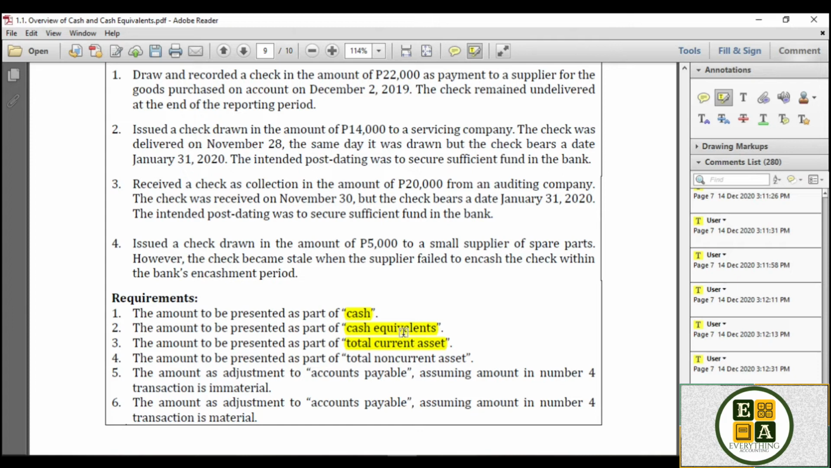So, pasok yung cash and cash equivalents dito. Then, other current assets sa total current assets. Then, total non-current assets. Then, rini-require tayo ng adjustment to accounts payable. Okay? Assuming number 4 is immaterial. Then, number 5, assuming, number 6, considered material. Okay?